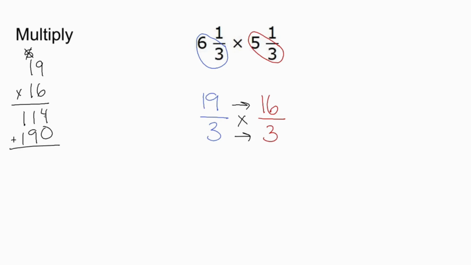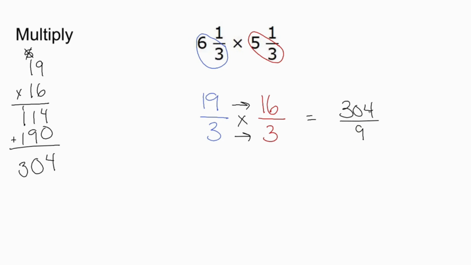Let's add these guys together. 4 plus 0 is 4. 1 plus 9 is 10. Write 0, carry the 1. You know what I mean. 1 plus 1 plus 1 is 3. So we end up with 304. So this becomes 304, and 3 times 3 is 9.